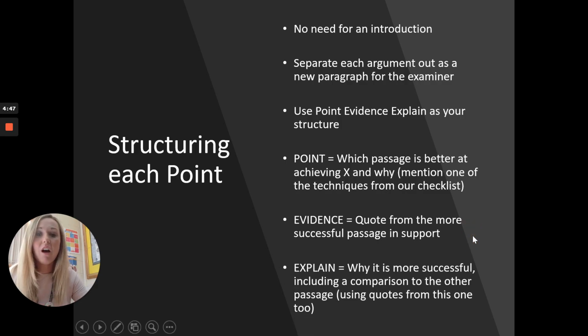But the heart of this question is why one passage is more successful than the other. So our explain has to include a comparison to the other passage, a direct one. So if you're talking about, for example, the speed of engagement, you perhaps then need to, in your explain part, talk about how the other one is slower to build up, and bring quotes in from that other passage as well, because it's really important that you show that you have used both passages throughout your answer.